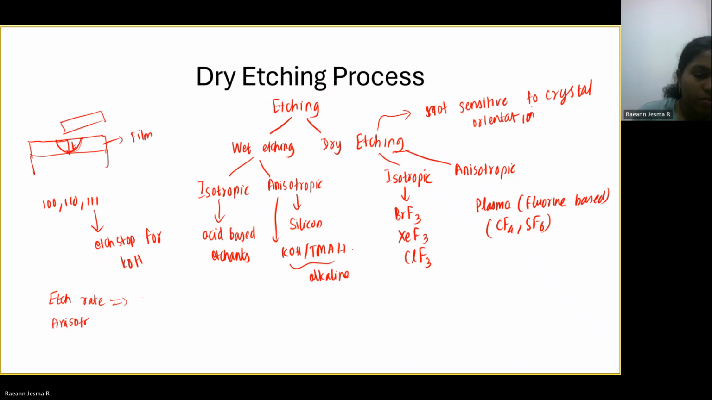So what is anisotropicity? Anisotropicity is, if you are having something like this, this is your depth D.